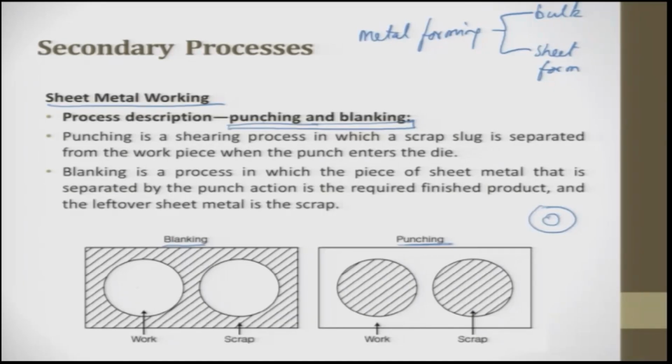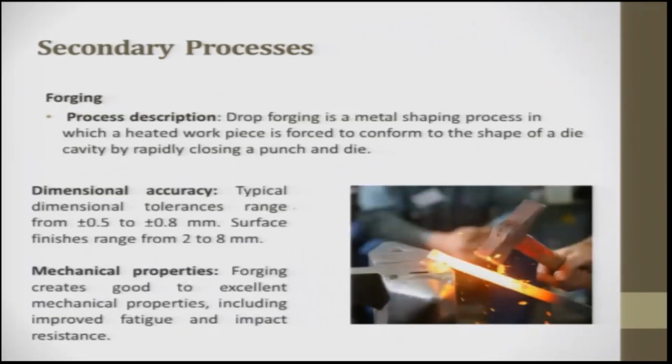Okay. So, punching is a shearing process in which the scrap slug is separated from the workpiece when the punch enters into the die. Blanking is a process in which the piece of the sheet metal that is separated from the punch action is the required finished product, and the leftover sheet metal is the scrap, then it is called as blanking. Okay. So, the coins whatever we use, the currency coins, all of them are done by blanking, and then it is done by stamping. You try to get the impressions like one embossment, whatever they do it on the coin.